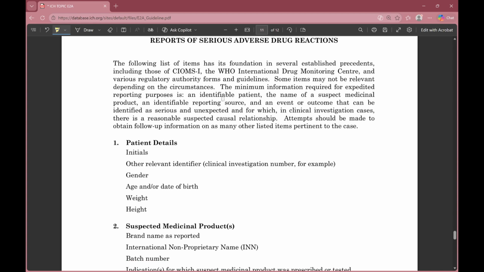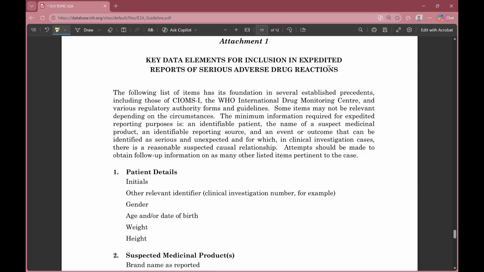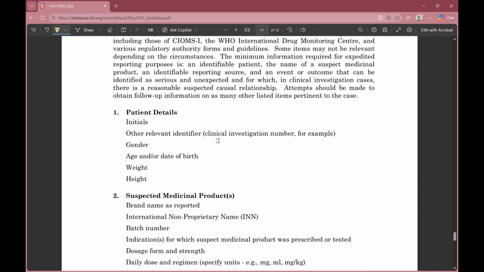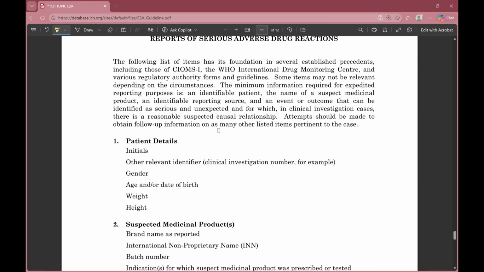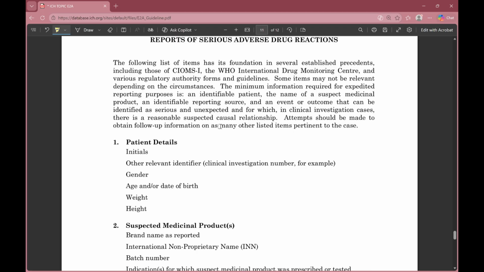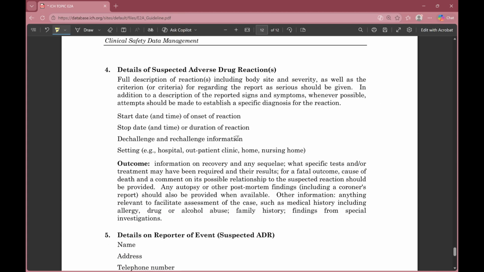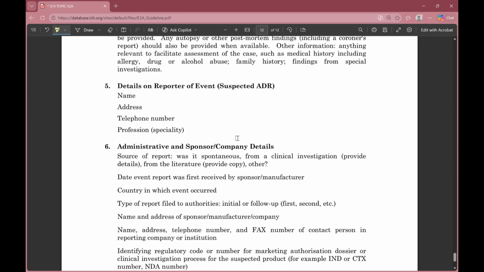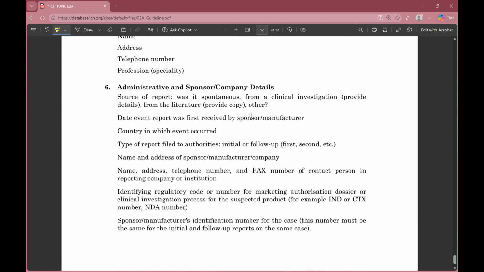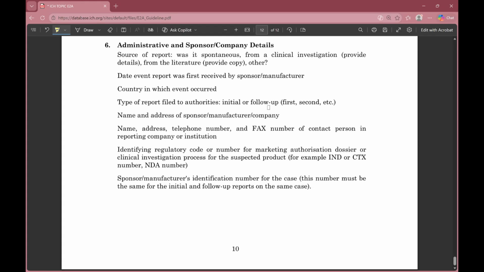Then we have the key data elements for inclusion in expedited reports of serious adverse reactions. I am not going to discuss these. You can go through them. I'll be posting the link of this particular document in the comment section below, and you can check it out. This majorly involves the patient details, the suspected medicinal product, other treatments if any, details of the suspected adverse reactions, details on the reporter of the event, administrative and sponsor company details.